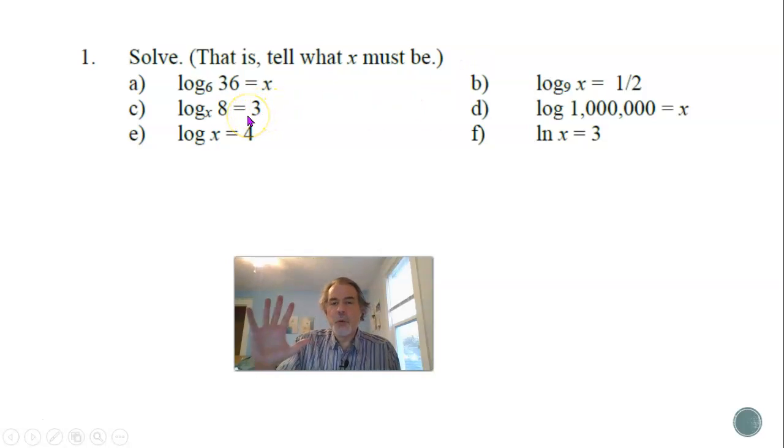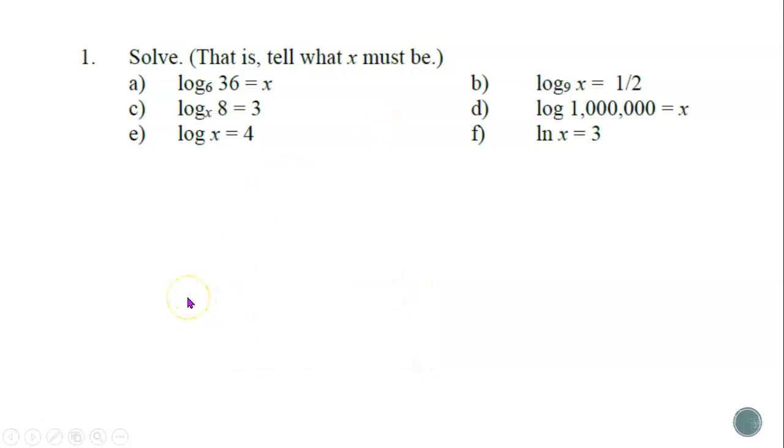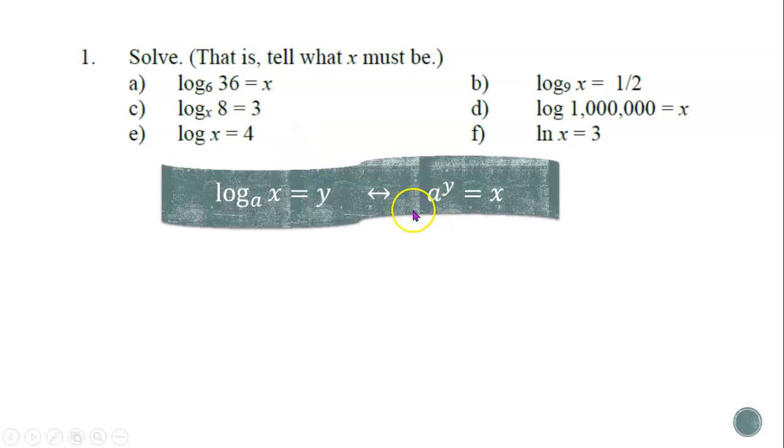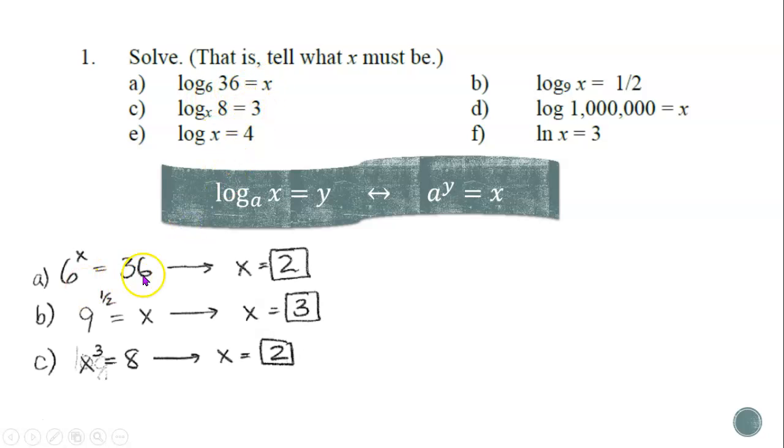So, number one had multiple parts to it, a bunch of equations to solve. We have to figure out what number goes in place of x to make the equation true. And in these first six, I translated from logarithmic form to exponential form. For instance, log to the base 6 of 36 equals x in exponential form would be 6 to the x power equals 36. Once I had it written like that, I just had to think, what number can I put in place of x? 6 to what power gives me 36?